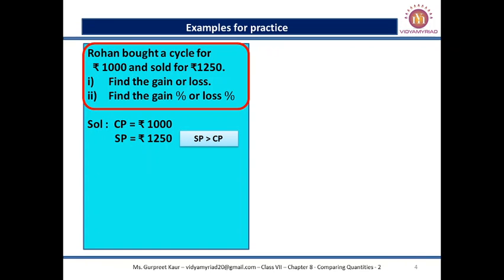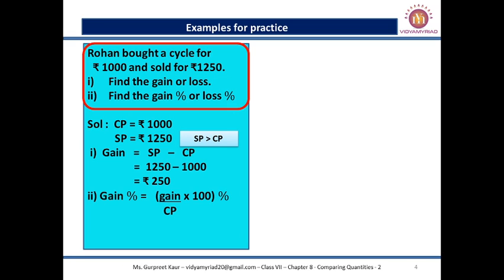Selling price is greater than the cost price. Selling price is more, and when selling price is more, there is a gain, that is SP minus cost price, which you will get as 250, your gain. Now when I have found the gain, I can find out the gain percent also. So what is the formula for gain percent? Remember it, gain upon CP multiplied by 100%. What is gain? 250. What is your CP? 1000. Multiply by 100, your answer comes to 25%. So what is the gain percentage? It was 25%.